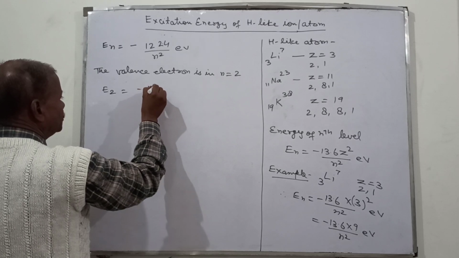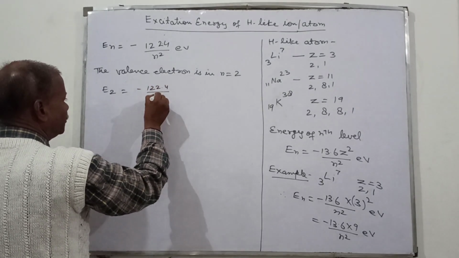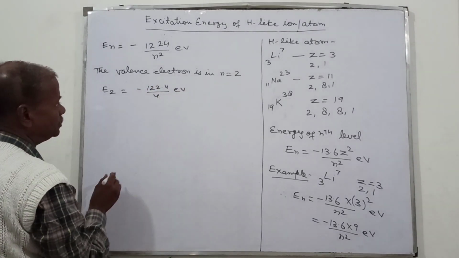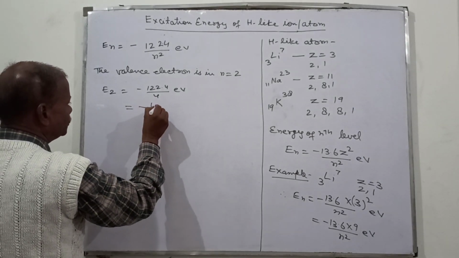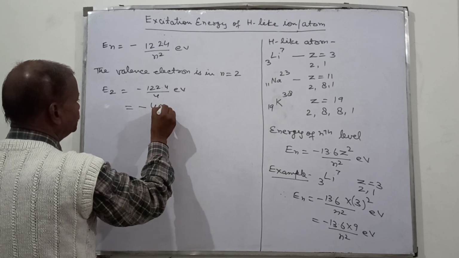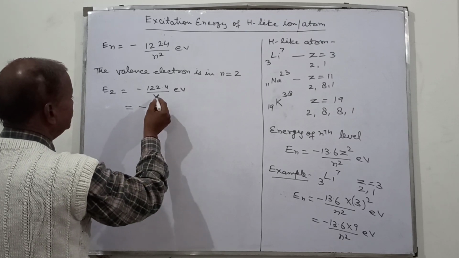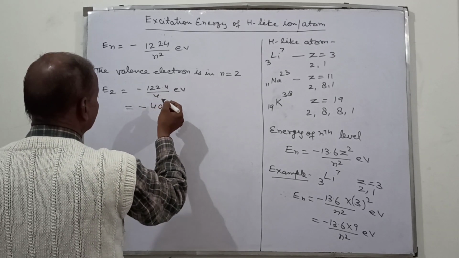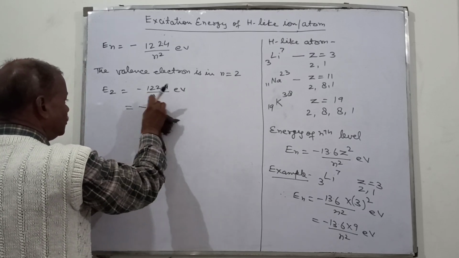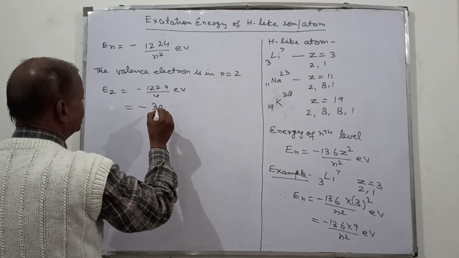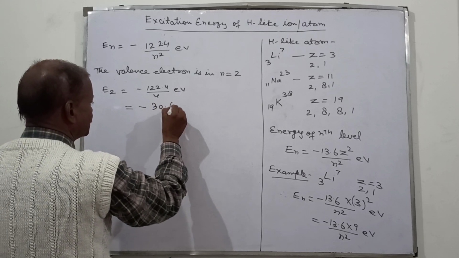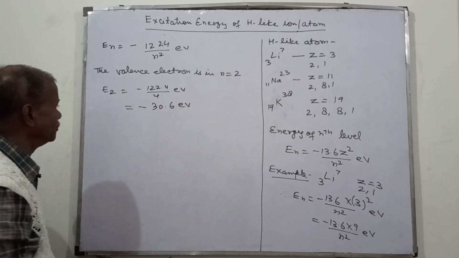Minus 0.4 upon 4 electron volt. So this will be how much? Minus 3 to 4. Now then this is now your 0.4 to 3. 30.56, so much electron volt.